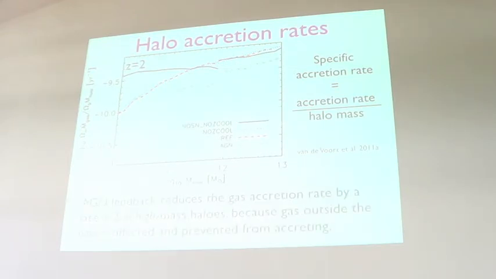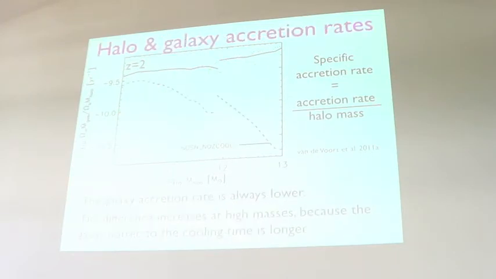AGN feedback, I've already said, is what I'm going to be talking about most. We again get a suppression, but now mostly at high masses. So again, the accretion rate onto halos is lower by a factor of 2. So it's not a big reduction, but it'll be different for galaxies. So this is the difference between halo accretion and galaxy accretion without any type of feedback.